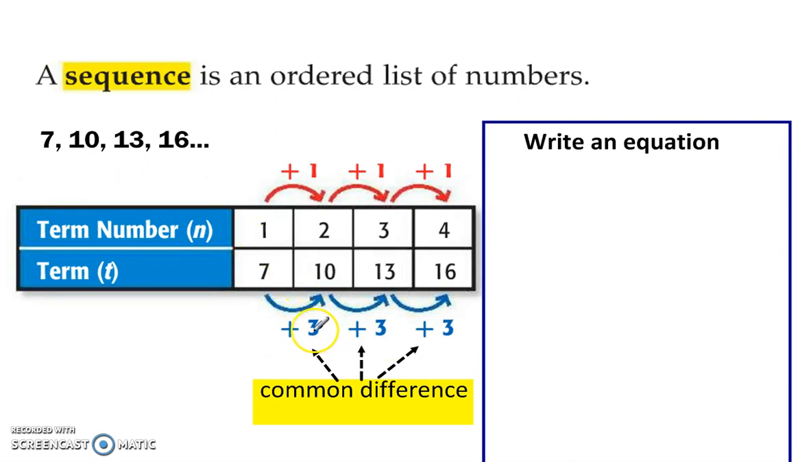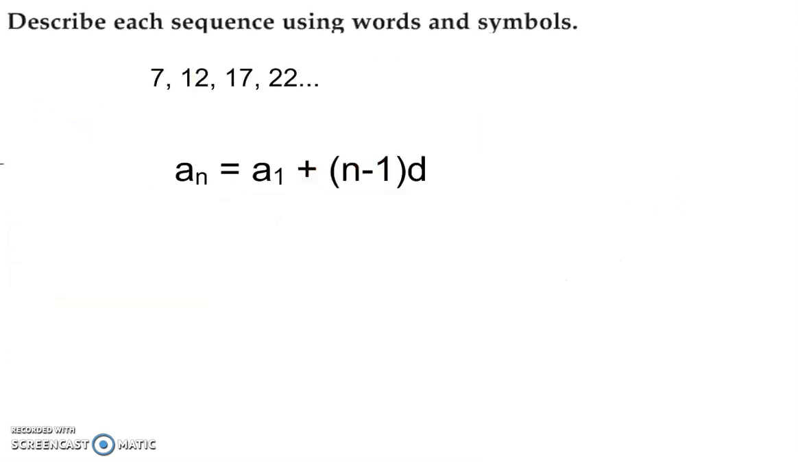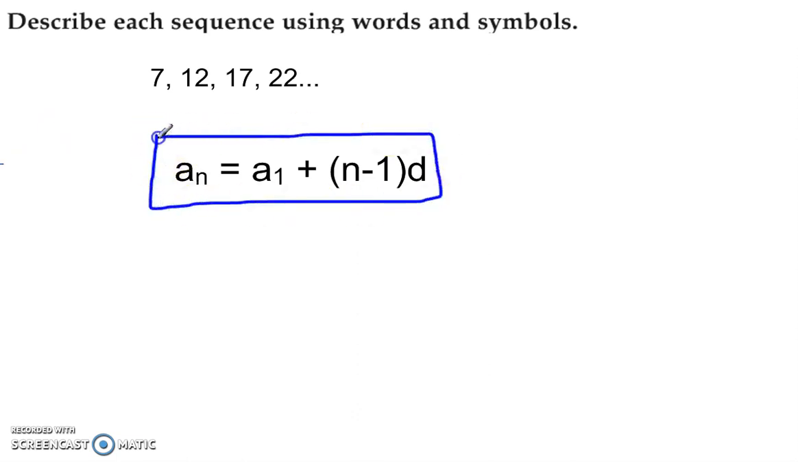Common difference is 3. So my equation this time is going to be 3 times the term number, but notice that's not enough. If I do 3 times the term number, that only gets me to 3. So I have to add 4. I always check it with my second term. 2 times 3 is 6, plus 4 is 10. So that's correct.